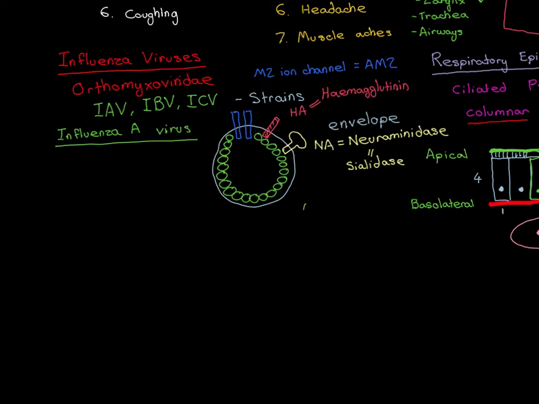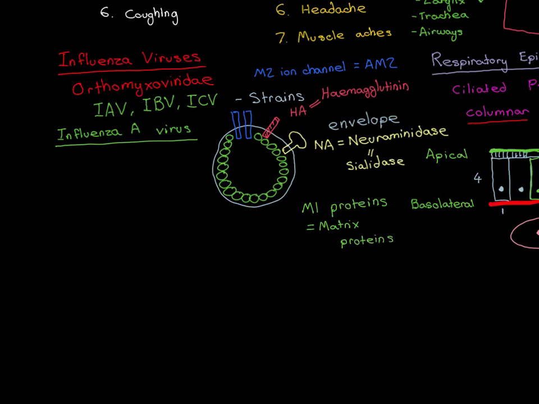So all of these proteins in green here, these are M1 proteins. And they have another name as well that's often used. They're often also called matrix proteins. And that's because this shell is referred to as the matrix of the influenza A virus.